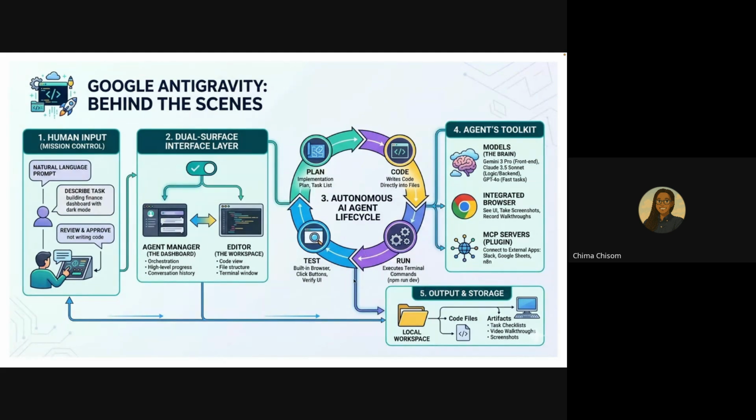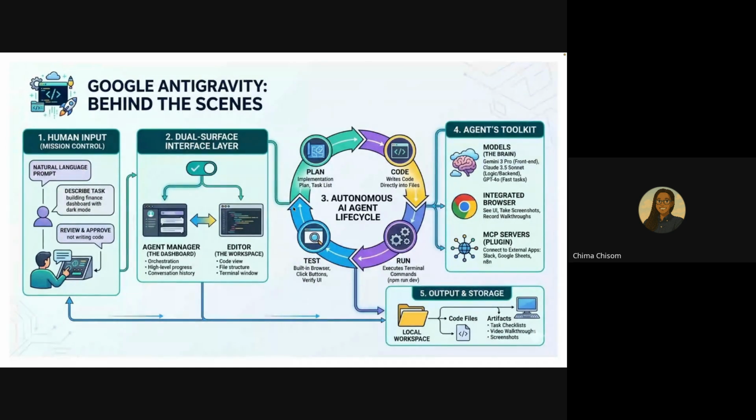Then the next thing is it's able to give you output. After all of this, the agent Antigravity has output that is stored on your local computer, in your project. The things you see in your project are your code files and some artifacts. These are artifacts that are usually generated whenever you are creating projects in Antigravity. It has this task checklist. You would see it has this video walkthrough through this integrated browser, and screenshots through this integrated browser. So that's it with my slide.